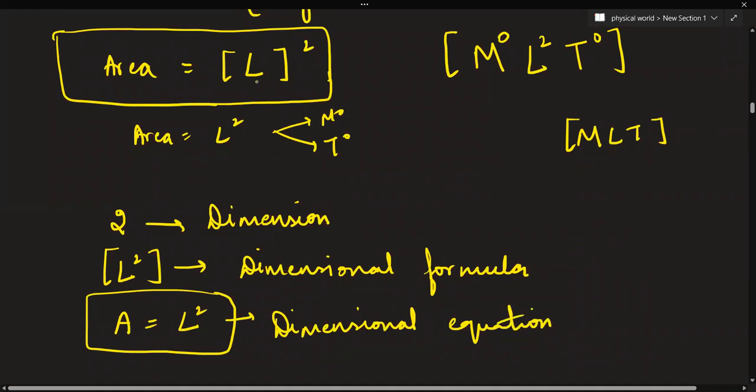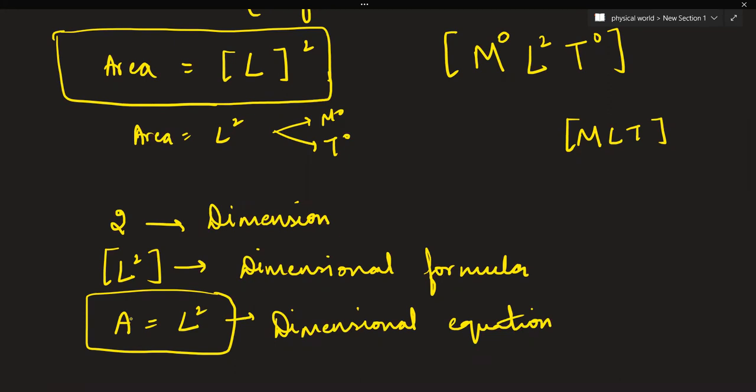So what did we do? L to the power 2. 2 is the dimension. This L square, this is the dimensional formula of what? Area. And this whole complete statement, area is equal to L square, this is your dimensional equation. Yes, any doubts till now? Arnav, is it clear? Yes, ma'am.